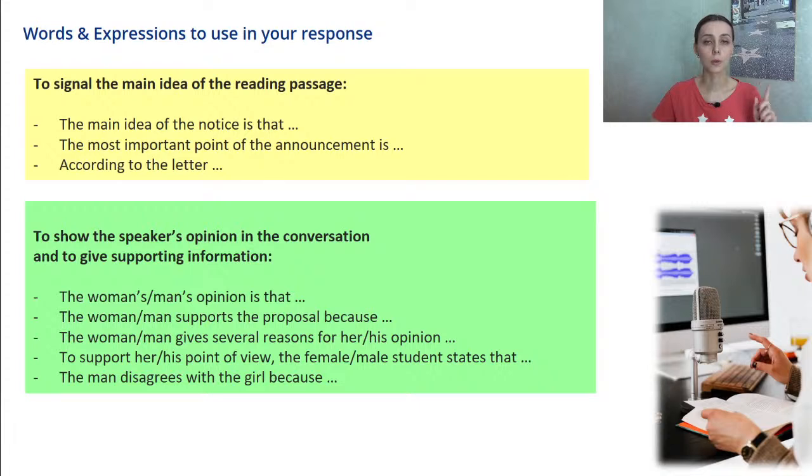Then we have words and expressions to show the speaker's opinion in the conversation and to give supporting information. The man's opinion is that... The man supports the proposal because... The man gives several reasons for his opinion. To support his opinion, his point of view, the female or male student states that... The man disagrees with the girl because... So these are the phrases that you should practice, remember and include in your response.